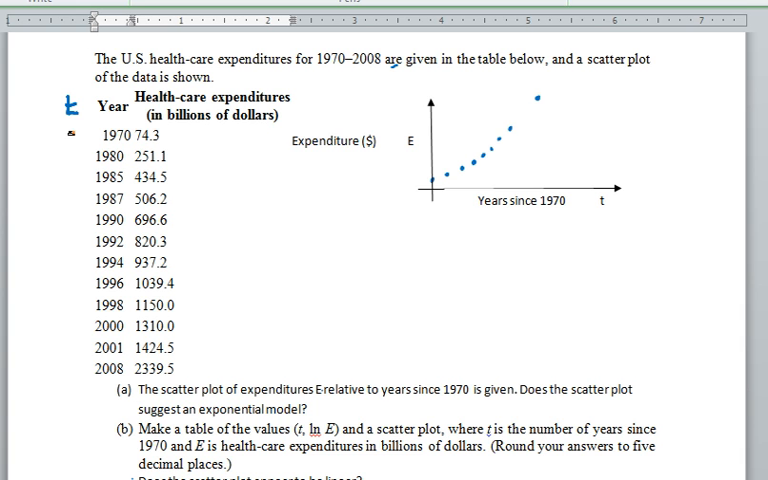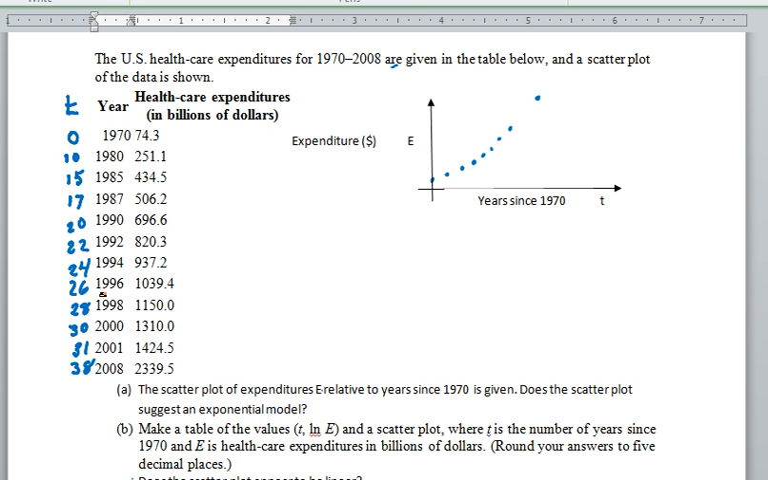And so we start out with 0, 10, 15, 17, 20, 22, 24, 26, 28, 30, 31, and 38. Those values for T are going to be stored in the graphing calculator in list 1, and the healthcare expenditures, or E, are going to be stored in list 2.